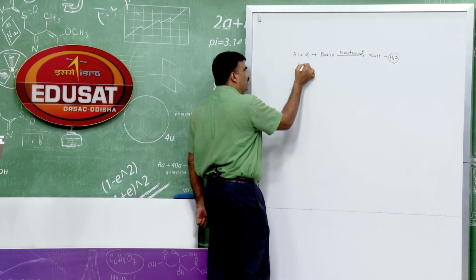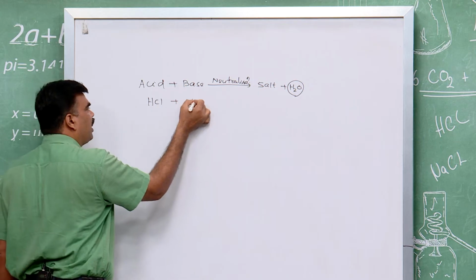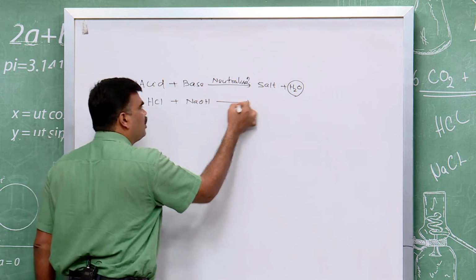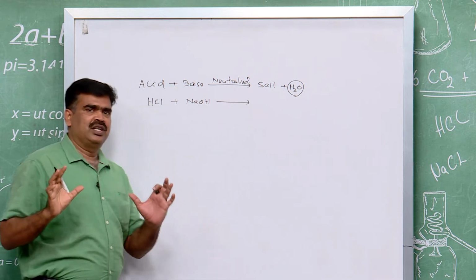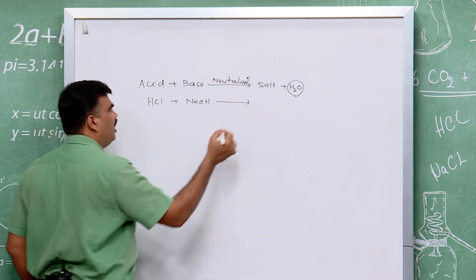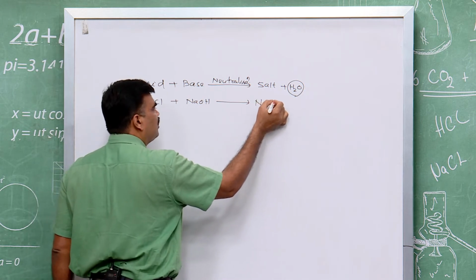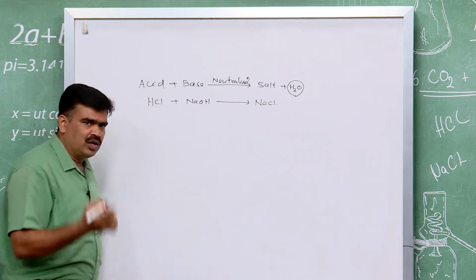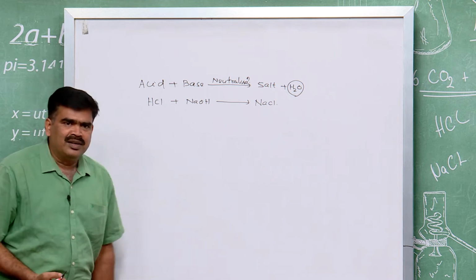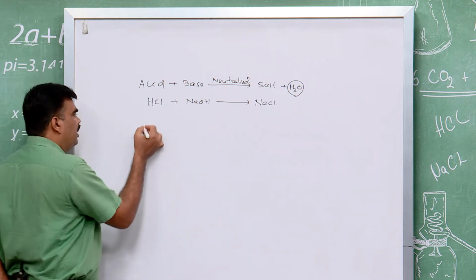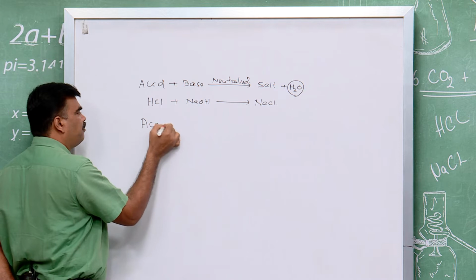Acid, suppose if you take HCl, base if you take NaOH, and because of the reaction between acid and base, the product formed is your NaCl. You see, it is a salt, a normal salt. What is another definition?